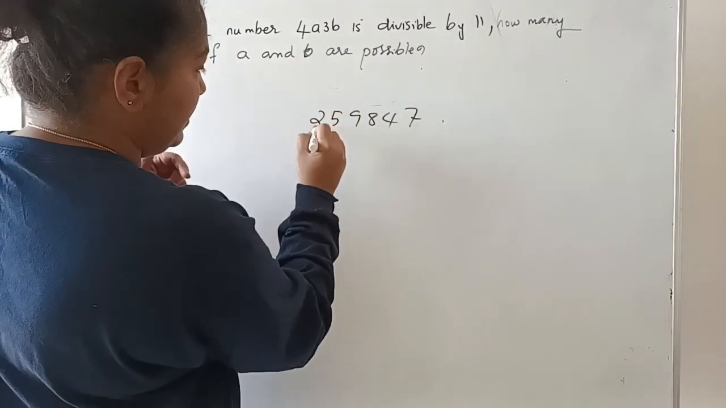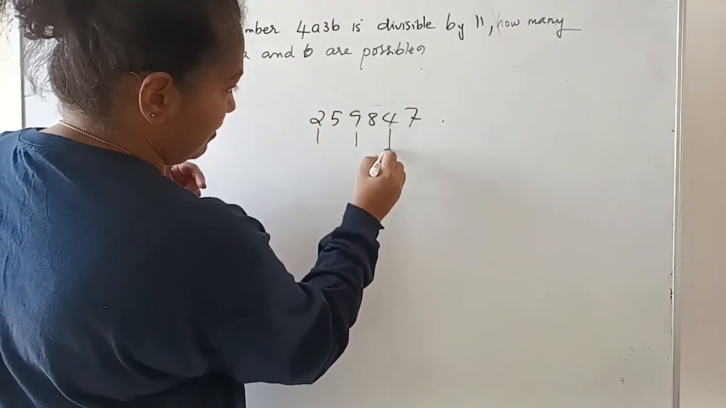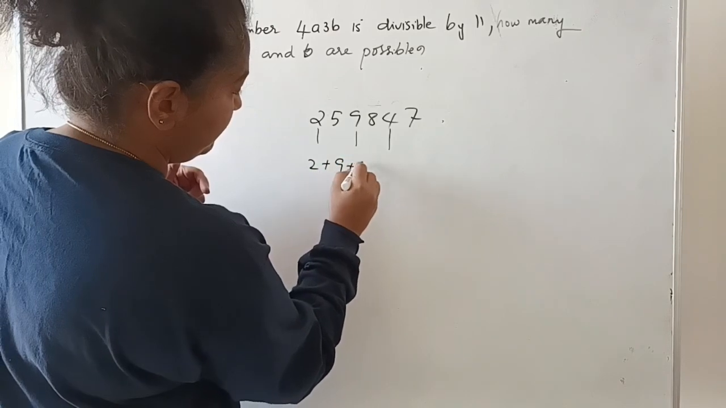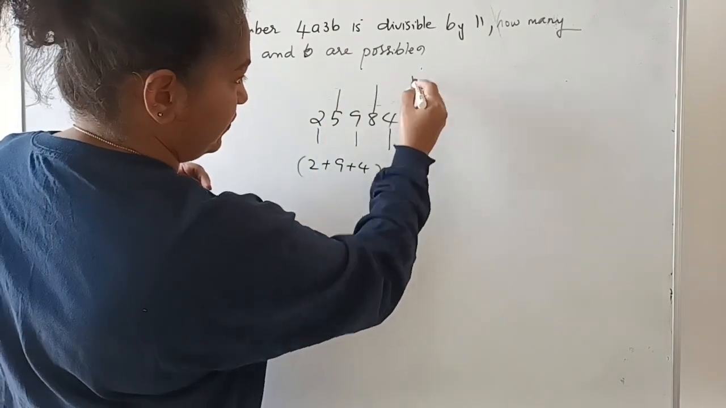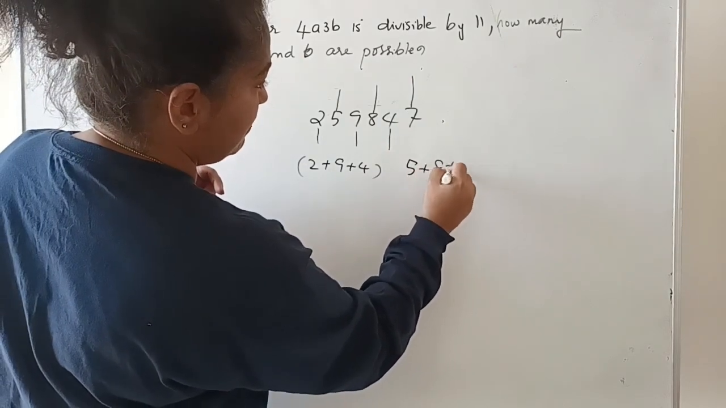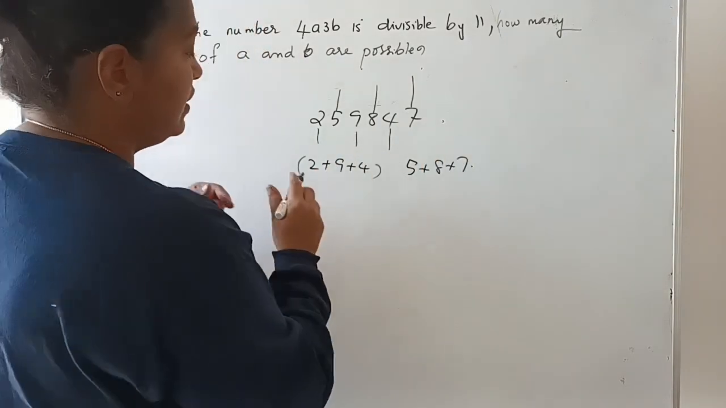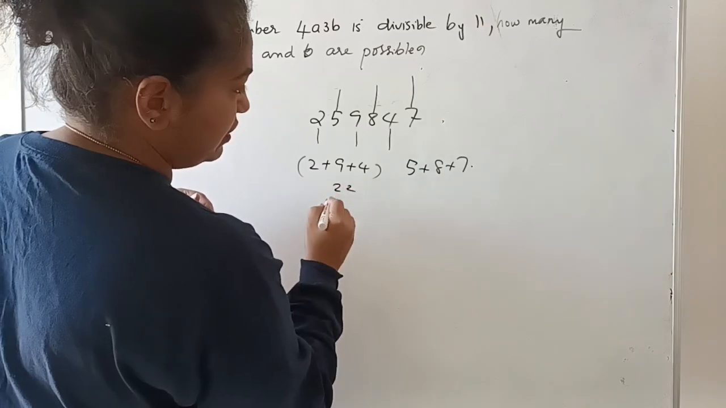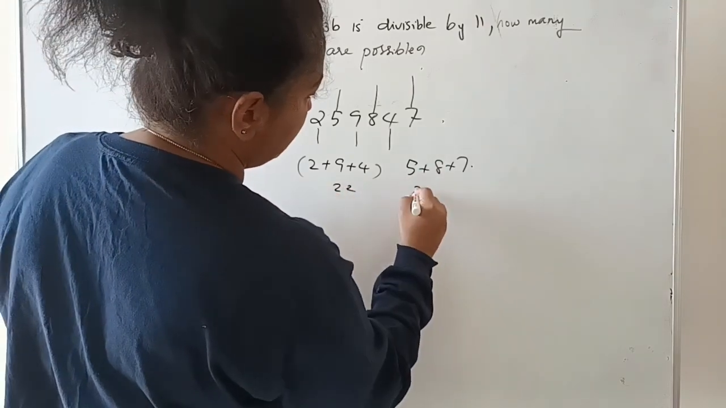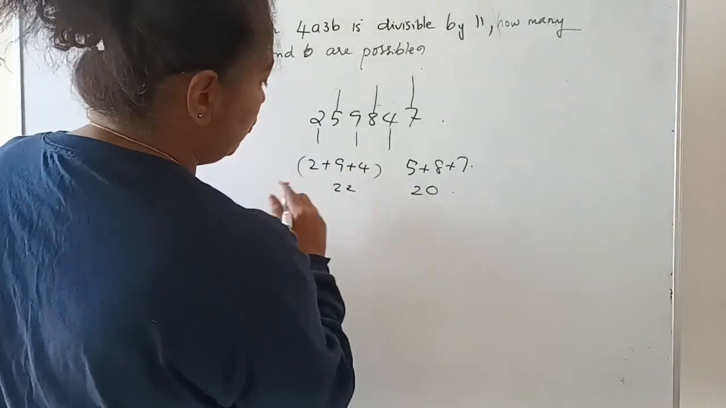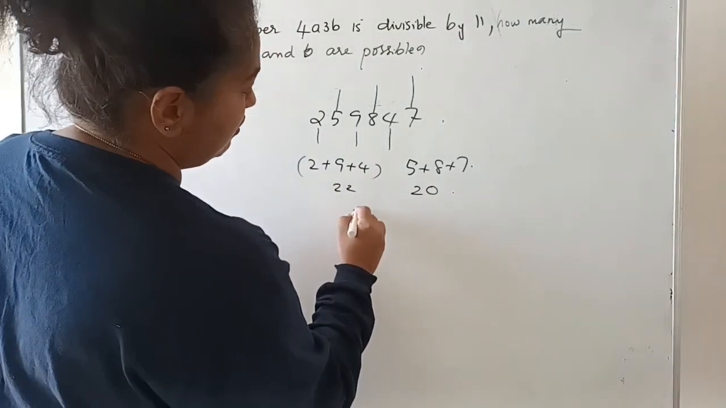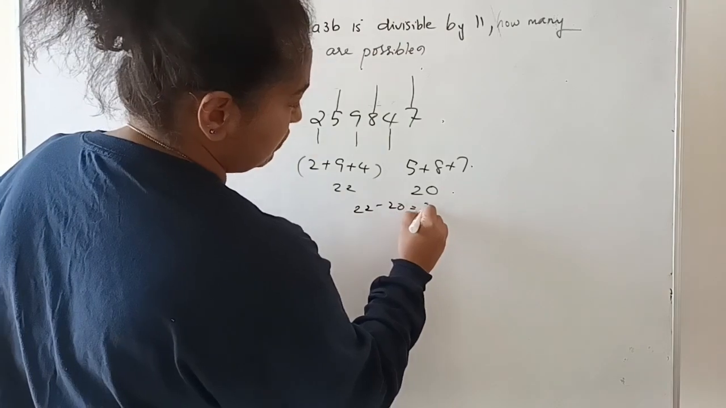We take the numbers in alternate places and add them. 5 plus 8 plus 7. Now, what do you get here? You get 22, and you get here 20. Now, what is the difference between these two? It is 22 minus 20, which is equal to 2.